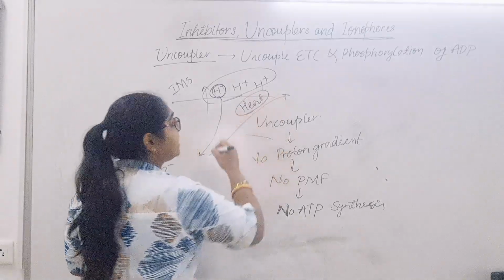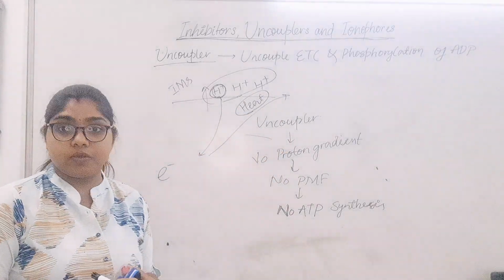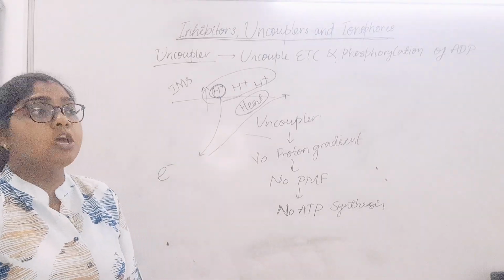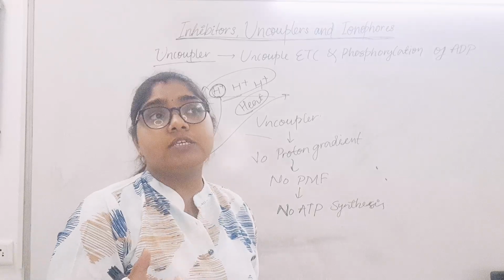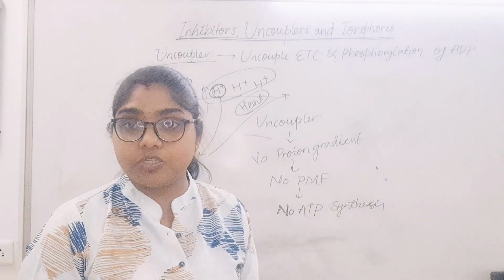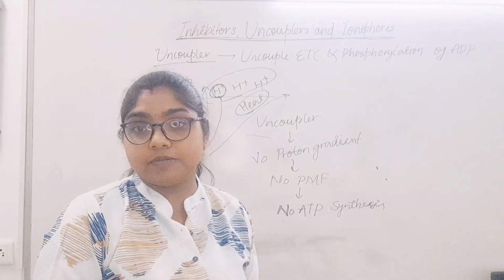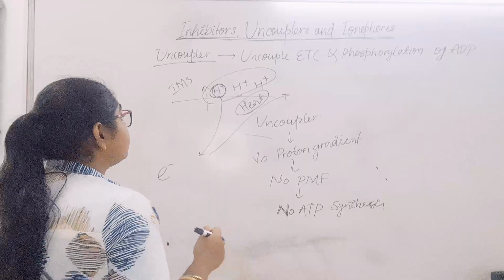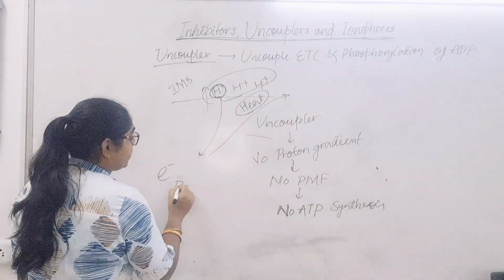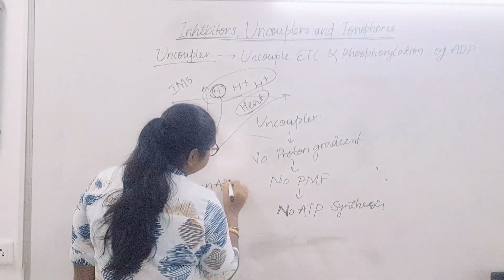This kind of heat generation is known as non-shivering thermogenesis, which is a vital process in most biological situations, like hibernation, which is seen in newborn animals or hibernating animals. They are mostly seen in the brown adipose tissue.